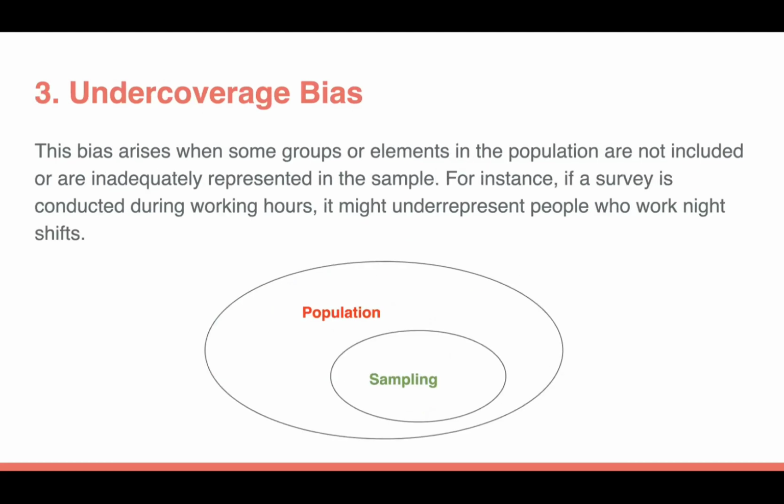Undercoverage bias. This bias arises when some groups or elements in the population are not included or are inadequately represented in the sample. For instance, if a survey is conducted during working hours, it might underrepresent people who work night shifts.